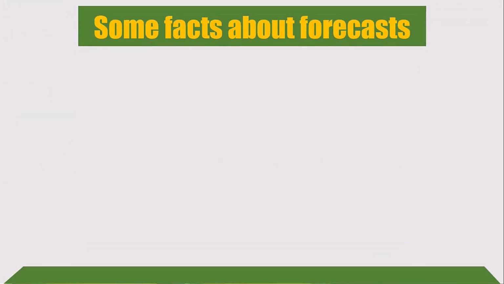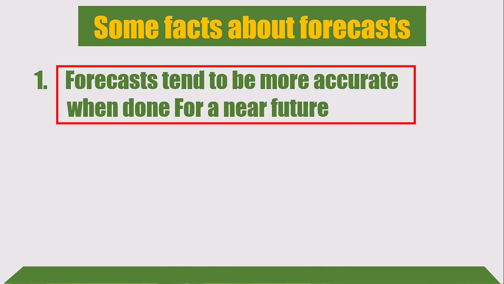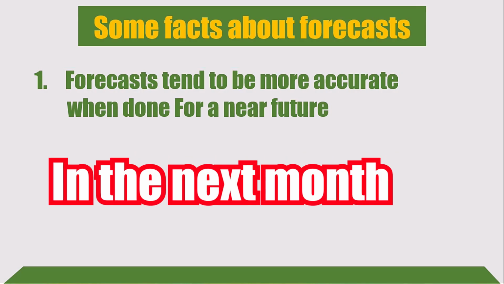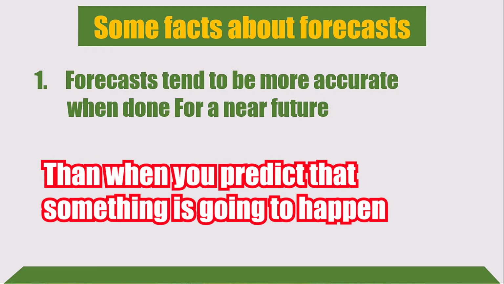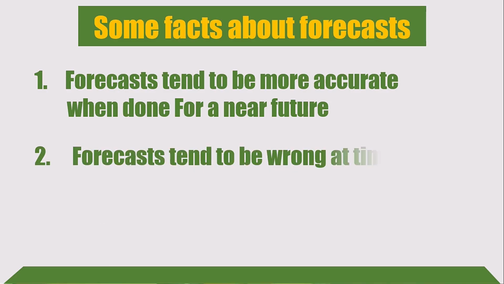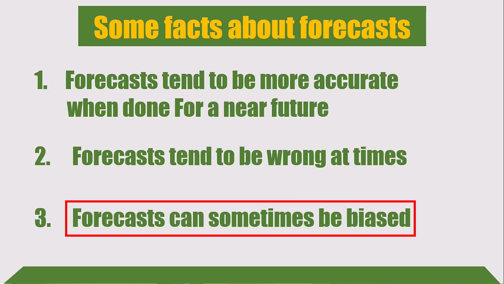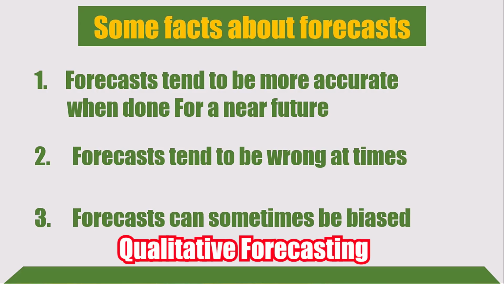Now, because of that, let's see some facts about the forecast. Forecasts tend to be more accurate when done for a near future. When you predict that something is going to happen in the next months, you're most likely going to be more accurate with your prediction than when you predict that something is going to happen in the next 50 years. Also, forecasts tend to be wrong at times. This is something that everyone who does forecasting always agrees with. And then, forecasts can sometimes be biased. This is also true, most especially when you are doing qualitative forecasting.